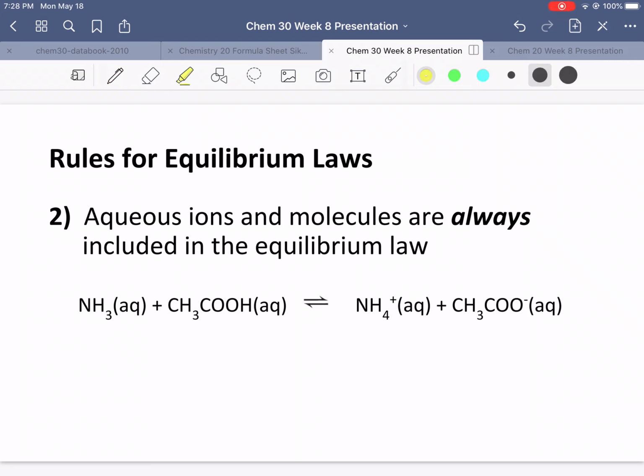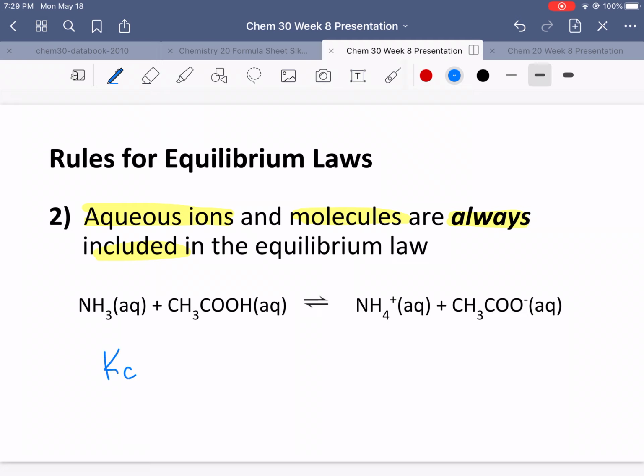Here's your next one. Aqueous ions and aqueous molecules. For example, if you have any sort of an acid dissolved in water, or say sucrose, glucose, there's many examples, dissolved in water. If you have sodium chloride that dissociates into sodium ion, chloride ion, all of these are aqueous ions or molecules. They will always be included. Make sure they are a part of it. So if you look at the example given below, every single one of these are aqueous, so every single one of them will be a part of the law.